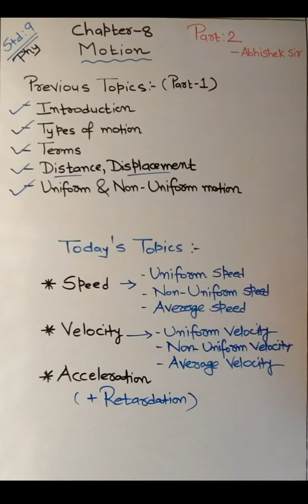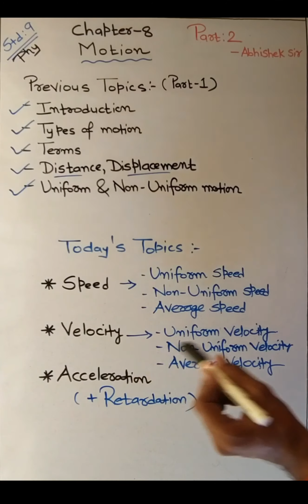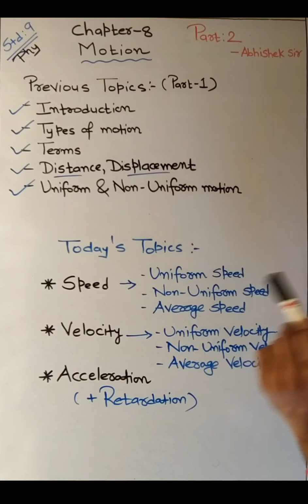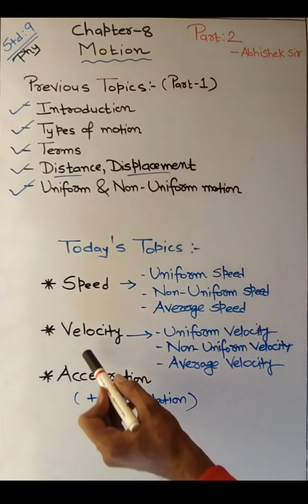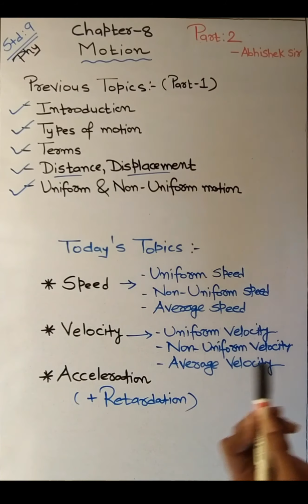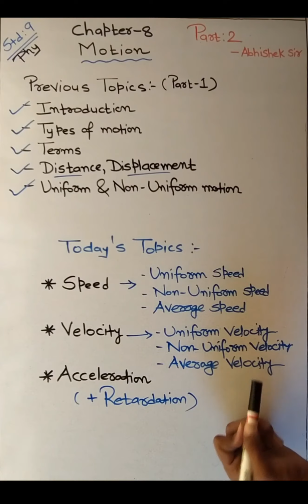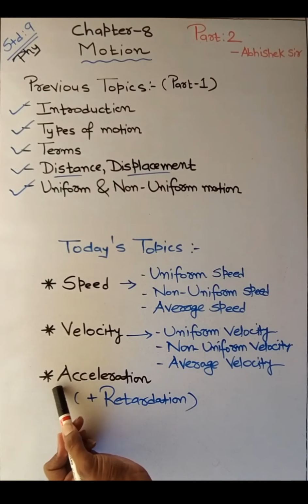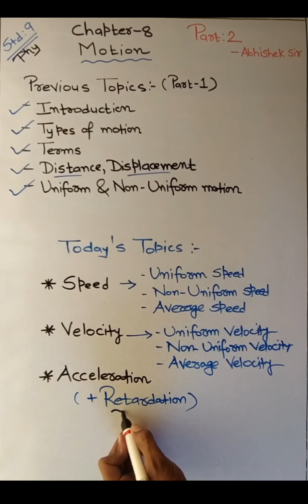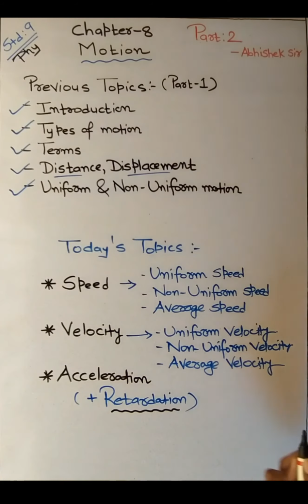We'll be studying these three in detail in this whole chapter, as the study of motion mainly depends on these three things. In these three topics there are a few subtopics which are very important to study. In speed we have uniform speed, non-uniform speed, average speed. Same as speed, in velocity as well we'll study uniform velocity, non-uniform velocity, average velocity, and lastly we'll study the concept of acceleration. There is another topic related to acceleration, that is retardation. Actually retardation is the opposite of acceleration, right?